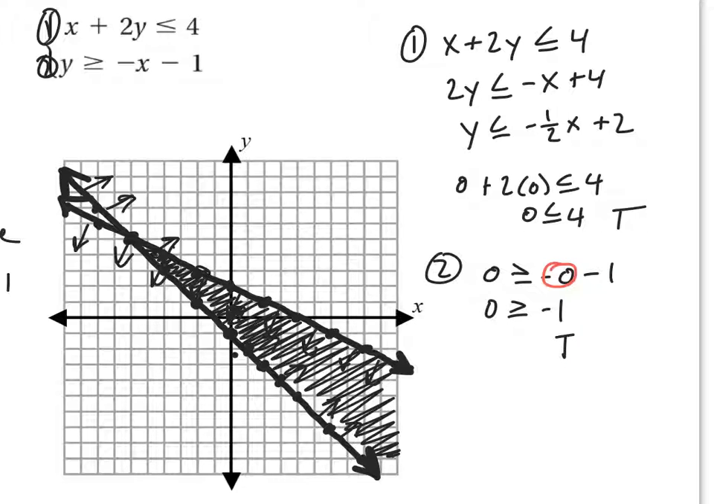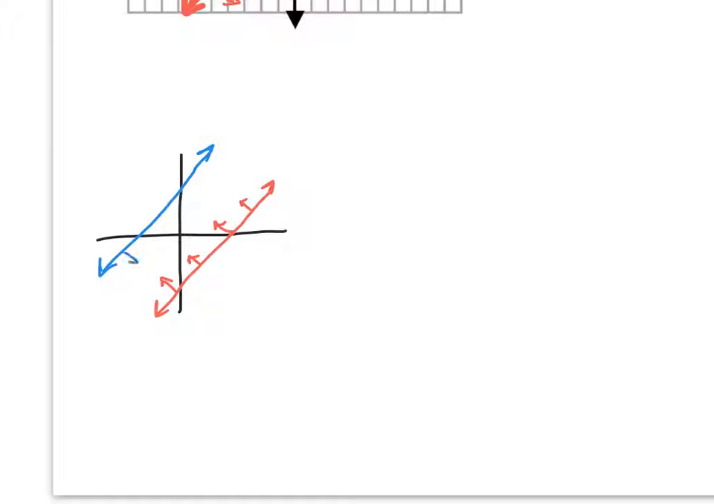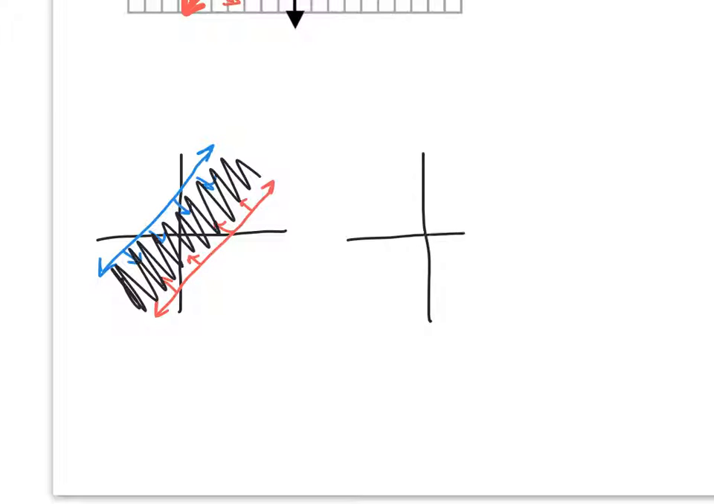So a couple of special situations could arise. We could have a situation where you have parallel lines and these parallel lines are shaded towards each other. Okay, well, if that's the case, then your solution is just everything between. You're shading between the parallel lines. Okay, well, we could have a situation where, again, we have parallel lines, but they're shaded away from each other, in which case there's no solution.